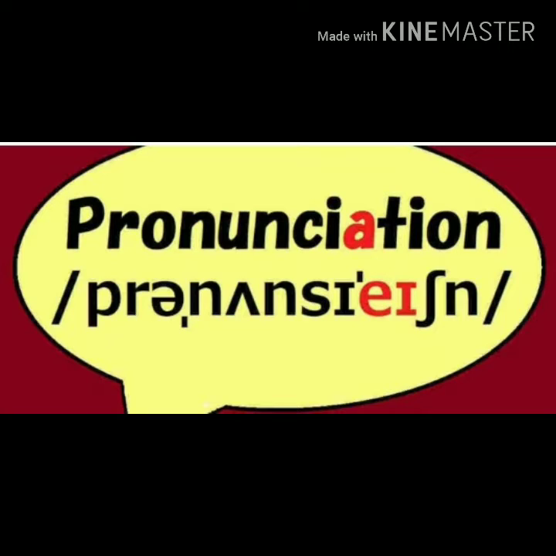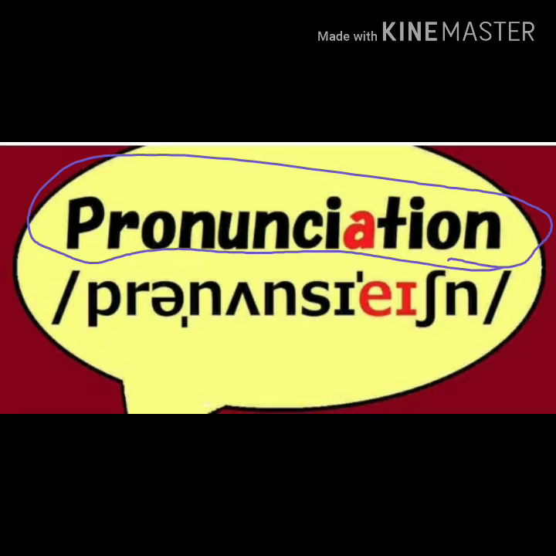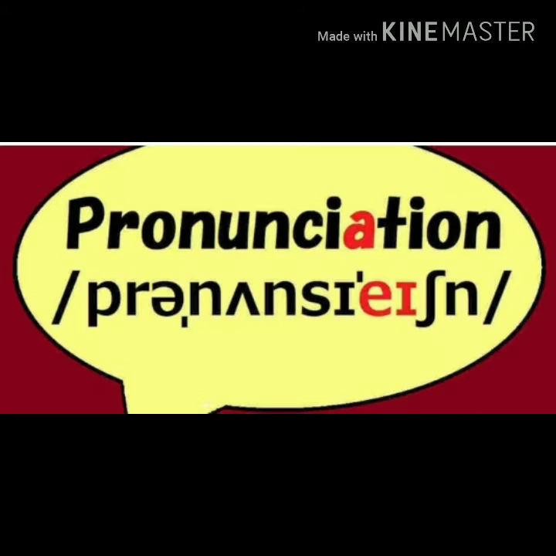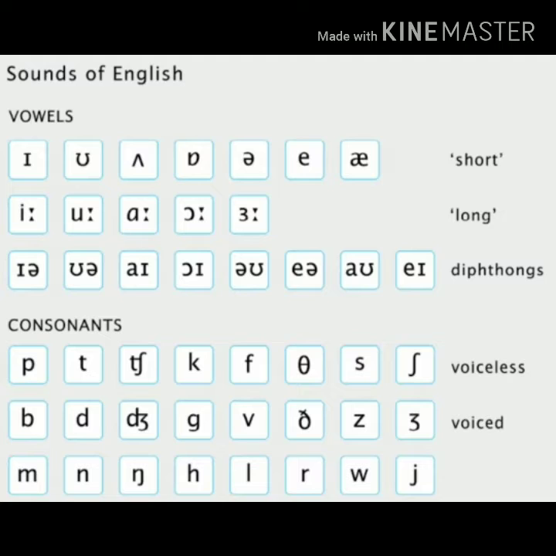But in pronunciation, it's a bit different. Let's have a look. This is the word pronunciation. This is how we write it, and this is how we pronounce it. I know this sounds a bit strange, but let me show you something that makes things easier for you. These are the sounds of English, because we have 26 letters of English, but we have 44 sounds of English. 44.